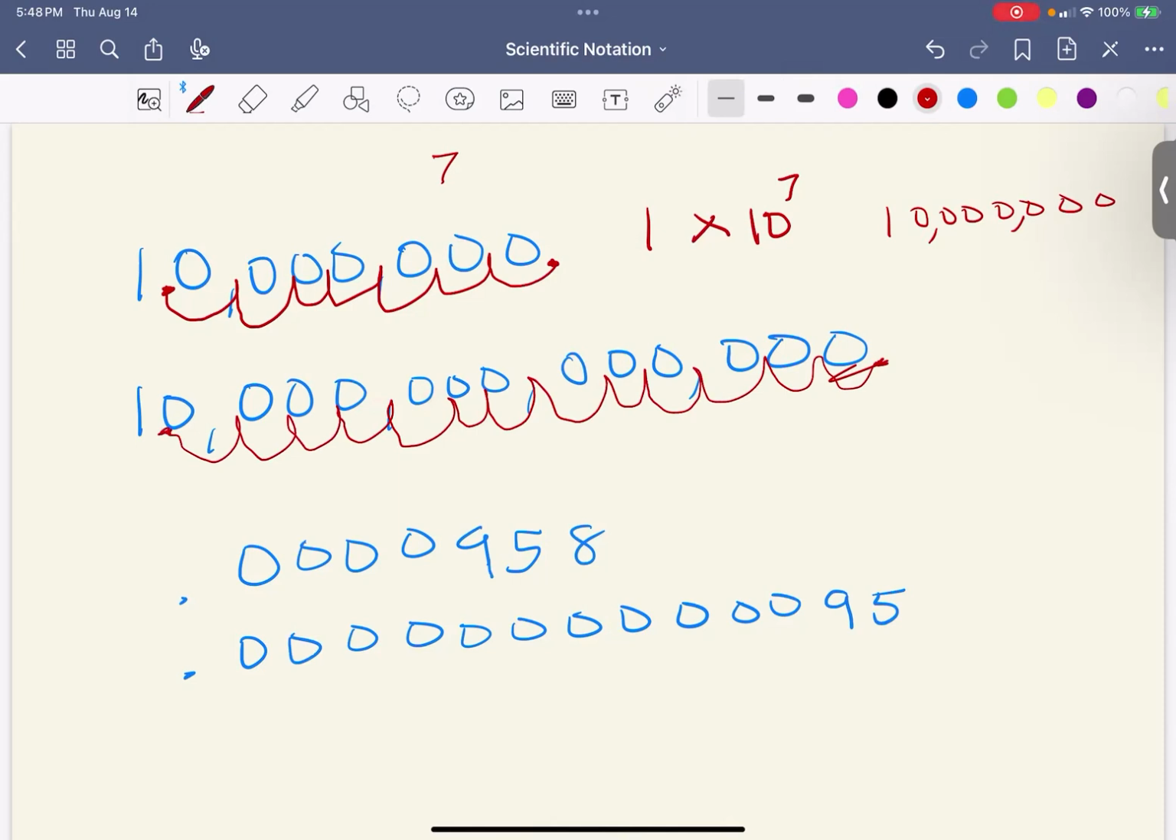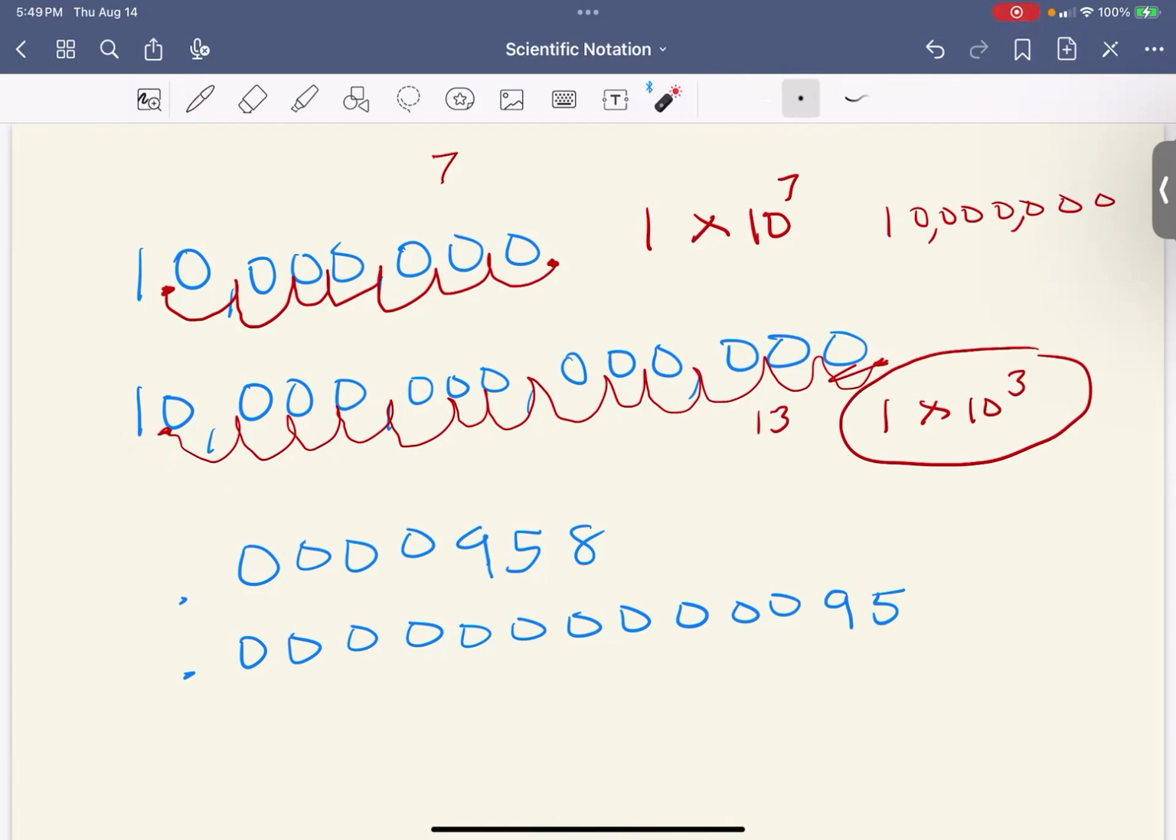Let's double check we did that right. So 1, 2, 3, 4, 5, 6, 7, 8, 9, 10, 11, 12, 13. So we move 13 times. So that's going to be 1 times 10 to the 13. That's our answer. So instead of having to write 1 and all these zeros, we can just write 1 times 10 to the 13.